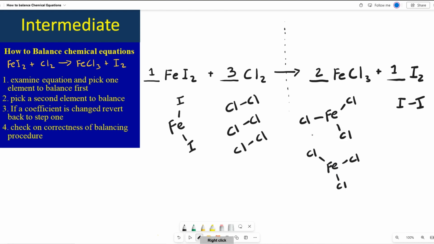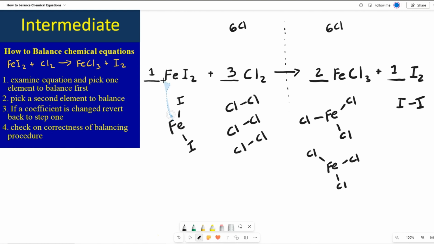Now, once you get fairly good at this, you don't need to draw the molecules out underneath. But if you're new to this, that really helps so that you can see each of the individual atoms. So now we have 6 chlorines on the left and 6 chlorines on the right. So they're balanced, so that's good. But remember, if you change any of the coefficients, you have to go back and start over with the other elements. So now we got to look at iron again.